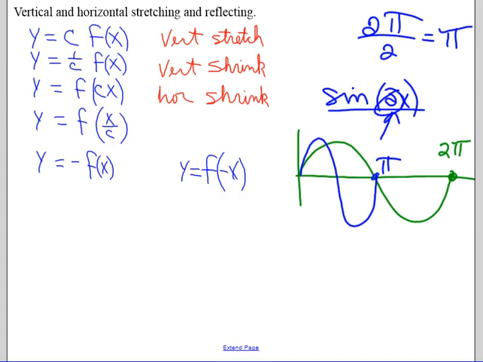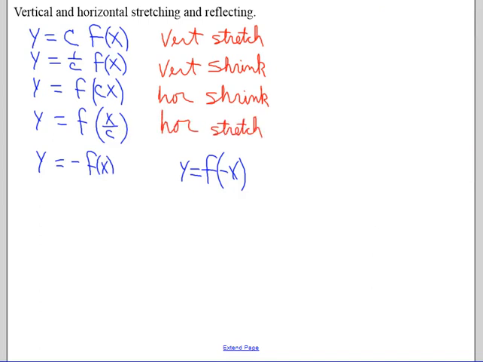Not everything is a periodic function. So with a division by c, horizontal shrink, or stretch as the case may be. Well said. Nice job.